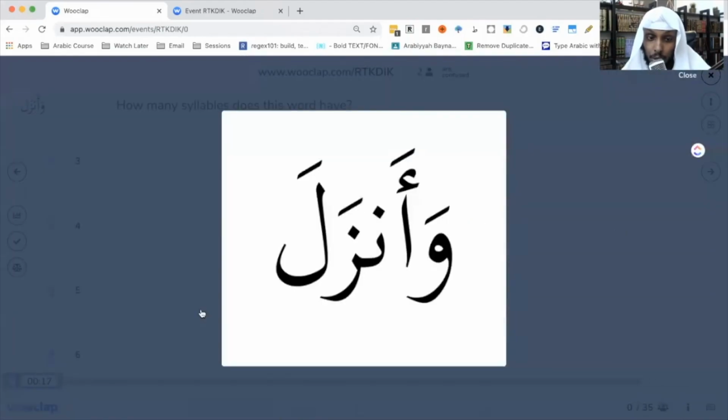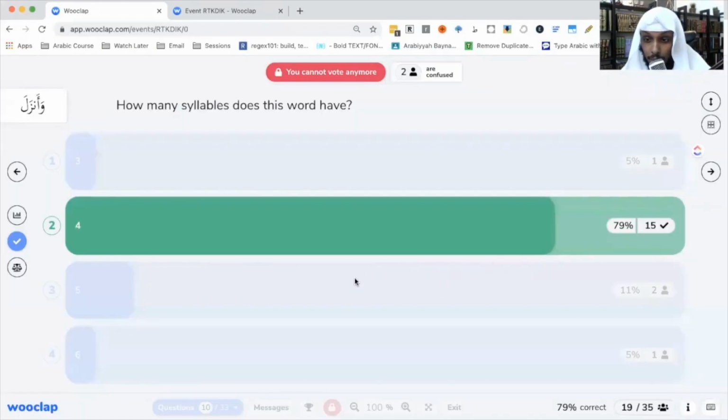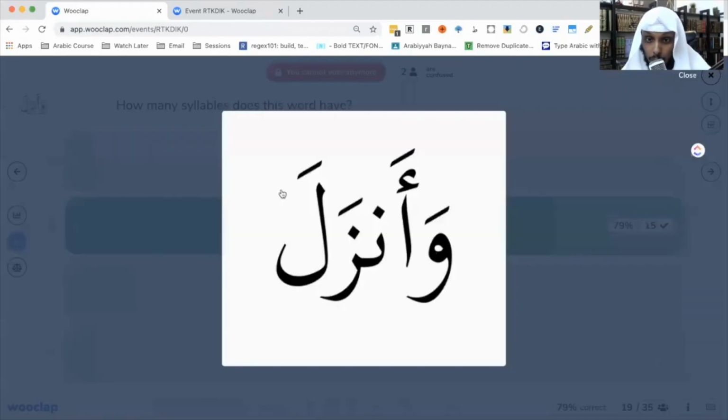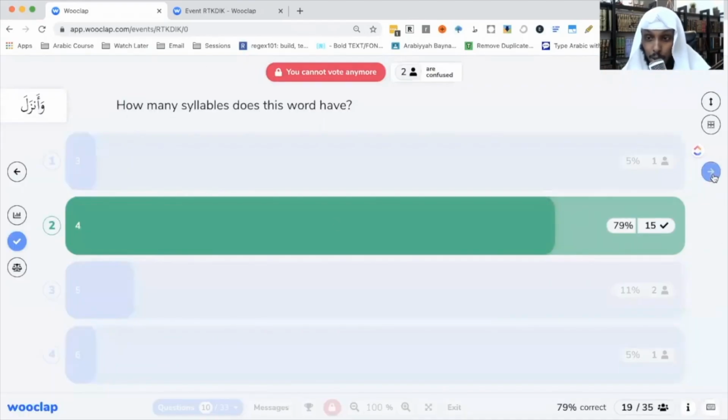Okay. How many syllables in this word? Okay, I really want to know why one of you said 6 syllables. That is one thing that's difficult for me to understand. And I'll tell you why. There are not even 6 letters in this word. So how can it be 6 syllables? Right? There are 5 letters in this word, but these 2 make 1 syllable, which means it's 4 syllables. Wa, an, za, la. It's not 3 syllables, it's 4 syllables. Okay. I mean, practice makes perfect, so we'll just keep on going, inshallah.